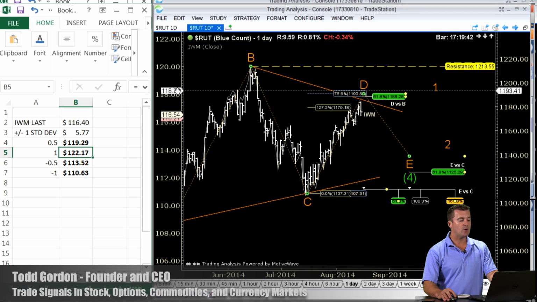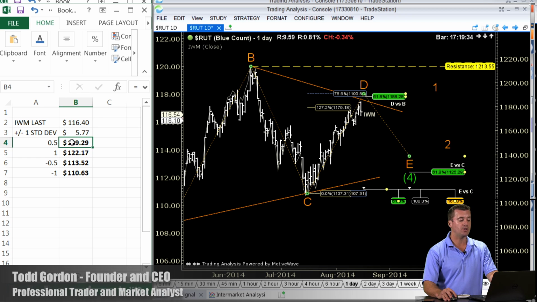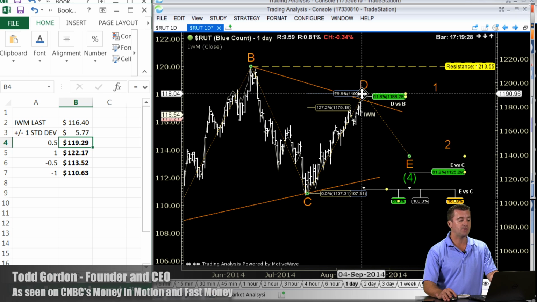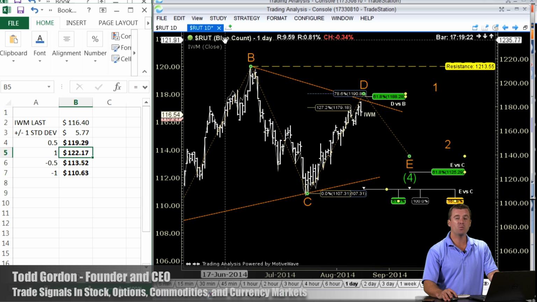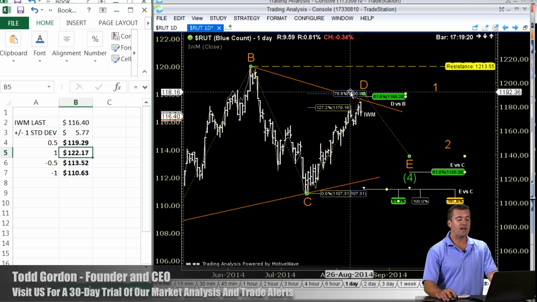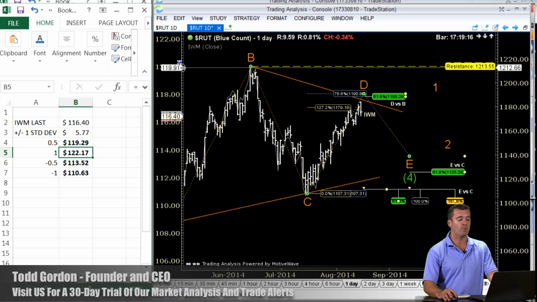The equivalent over here in the IWM is about $118. That's not even at a +1/2 standard deviation. We don't need to go out too far based on our analysis of the Russell. We definitely don't need to sell a +1 standard deviation all the way up here at 122. That's way out of the pattern. This guy should not get above the 118 here in the Russell, and definitely shouldn't get above 120.